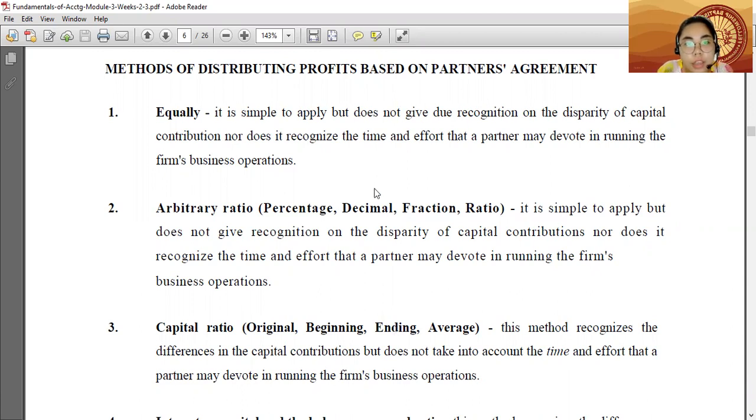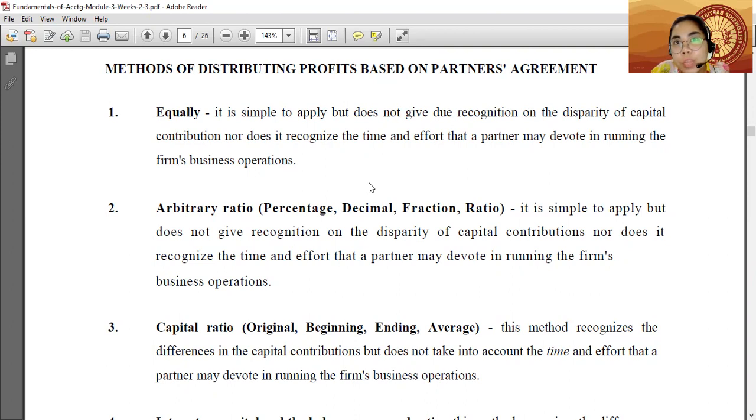Arbitrary ratio, class, is somehow just mentioned. Yes, it is simple to apply. For example, 25, 25, 20, 30. Or for example, 40 ka mo.